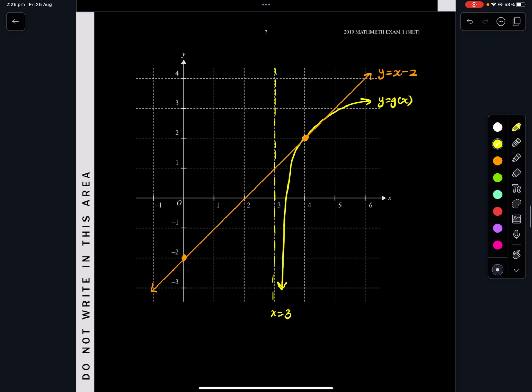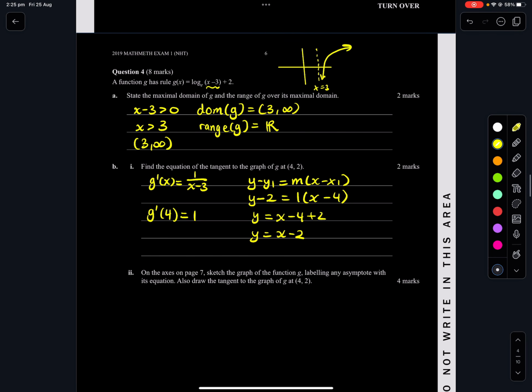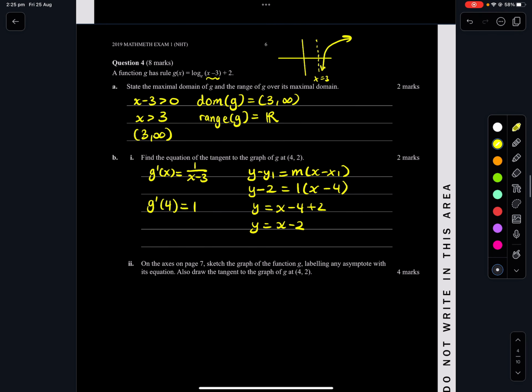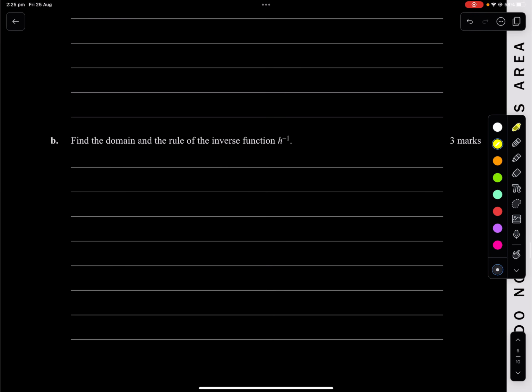And that's that for that one. Let's just label this as 4, 2. Let's double check. On the axis, sketch the graph of the function, label any asymptote with its equation, and also draw the tangent. Okay, that's that. On to the next question.